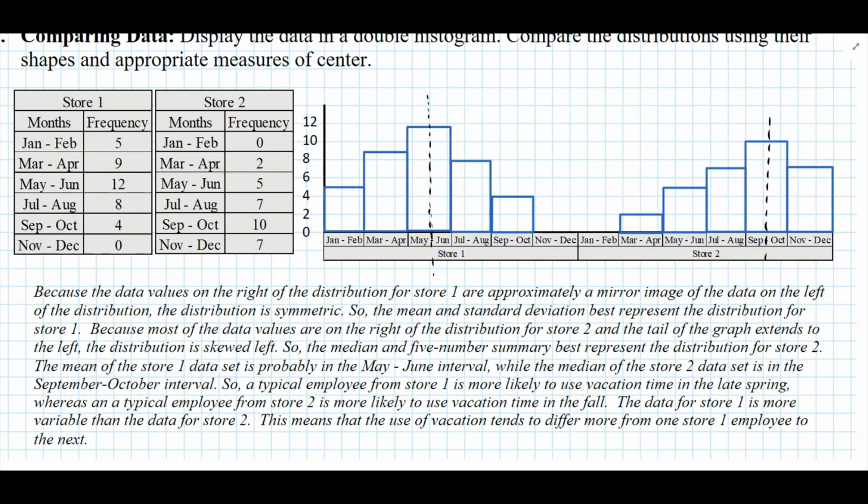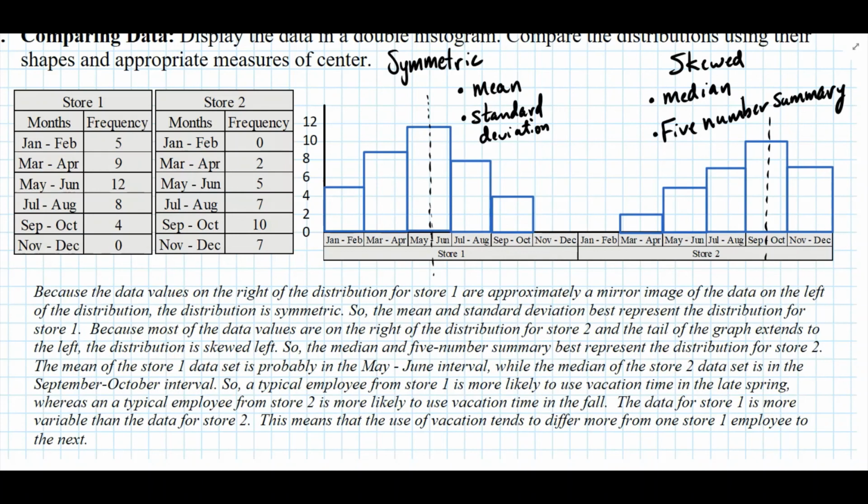Because the data values on the right of the distribution for store 1 are approximately a mirror image of the data on the left, the distribution is symmetric. So the mean and standard deviation best represent the distribution for store number 1. Because most of the data values are on the right of the distribution for store number 2, and the tail of the graph extends to the left, the distribution is skewed left. So the median and 5-number summary best represent the distribution for store number 2.